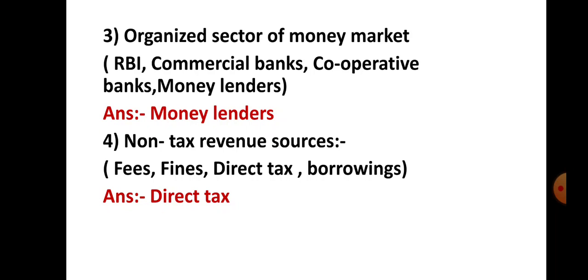Now let us see the next example, non-tax revenue sources, and here they have given fees, fines, direct tax, borrowings. Fees correct, fines also correct, borrowings also correct. So the odd word here is direct tax. That does not come under non-tax revenue sources. So your answer here is direct tax. In this objective type question, mention only the answer, no need to mention the format of the question.